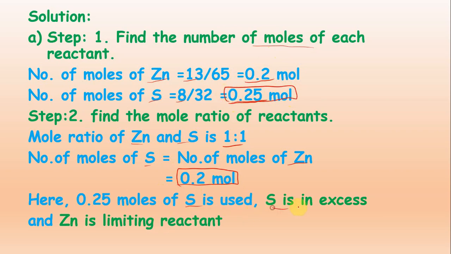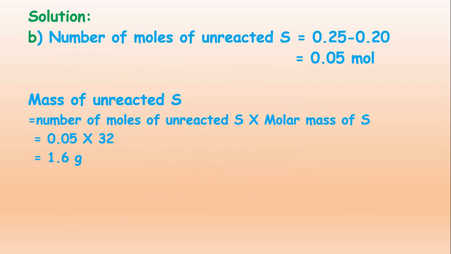So the sulfur is in excess, because in step 2, through the mole ratio, we found that the moles should be 0.2, but when we go to the number of moles of sulfur and zinc, the number of moles of sulfur, 0.25, is more than needed, so it is in excess, understood? And zinc is the limiting reactant.